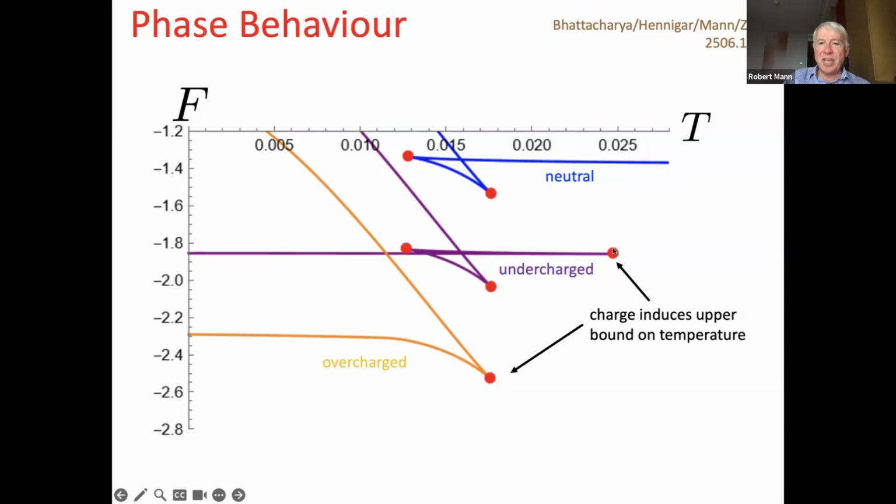But as the charge gets bigger, this red dot moves more and more this way until eventually all you get is a cusp. And so in the overcharged case, above a certain upper bound for the charge, you find that there is a largest charge and there is an unstable branch and a stable branch.